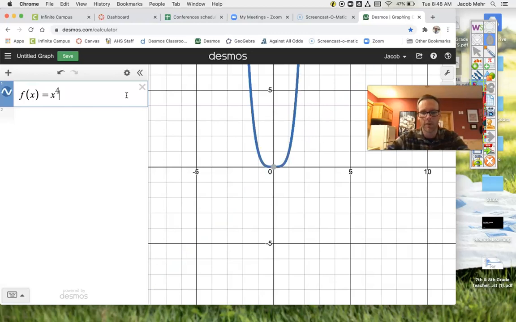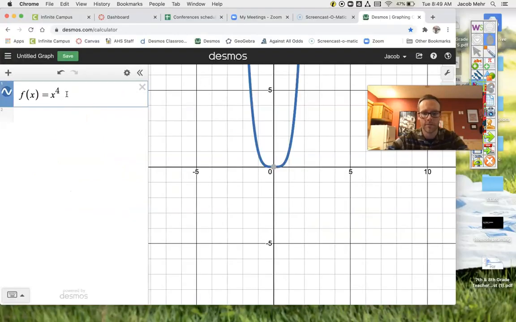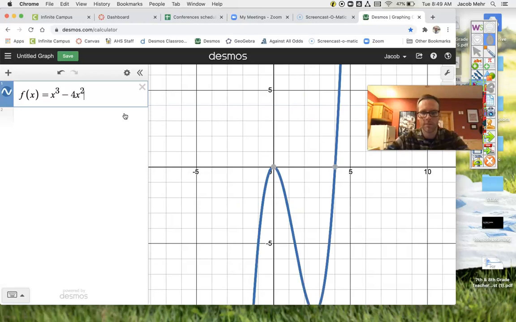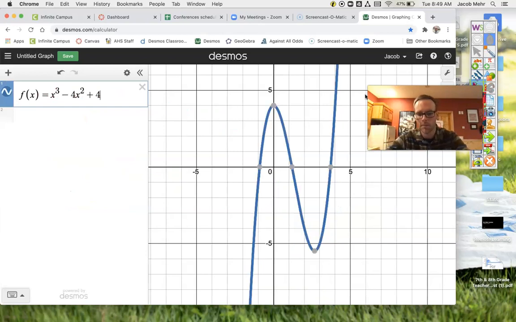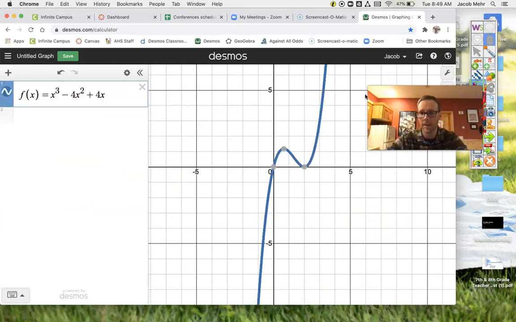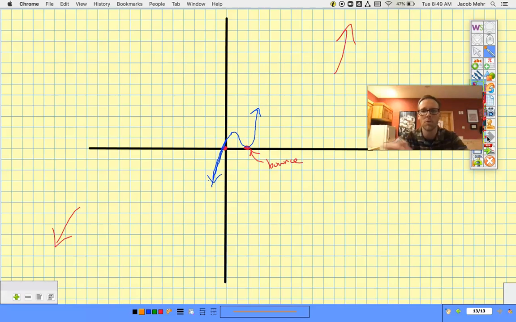It was x to the 4th. No, x to the 3rd, minus 4x squared, plus 4x. And did we get the general shape of the graph right? Yeah, we've got the end behavior. We had it coming up through x equals 0, coming back down, bouncing at x equals 2, and continuing up. So that's what I'm looking for here. I'm looking for you to put together the end behavior with the behavior of the x-intercepts to give a sketch. So do the best you can.